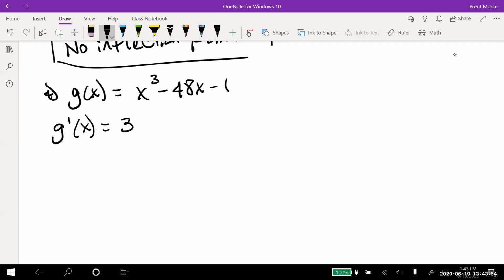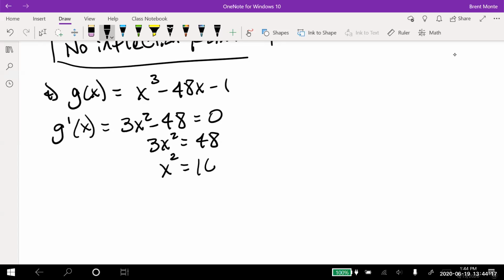So I take the derivative, 3x squared minus 48. I'll set it equal to 0 to find critical values. So 3x squared equals 48. Divide by 3. 48 divided by 3 is 16. And then remember, anytime I take the square root, I have to say plus or minus. So I'm going to get two answers, either x equals positive 4 or negative 4.